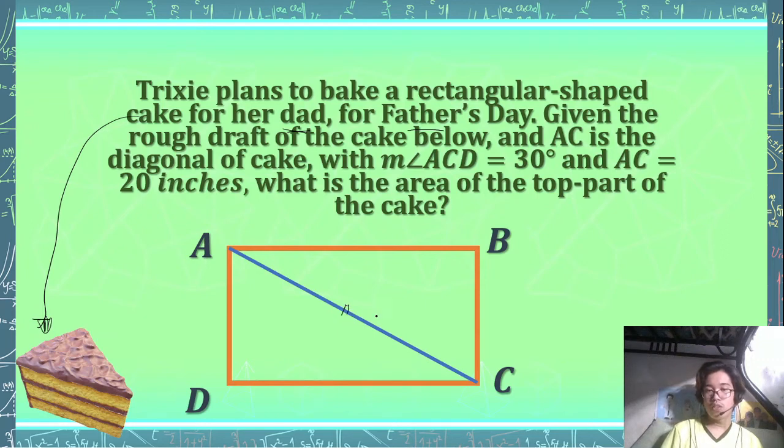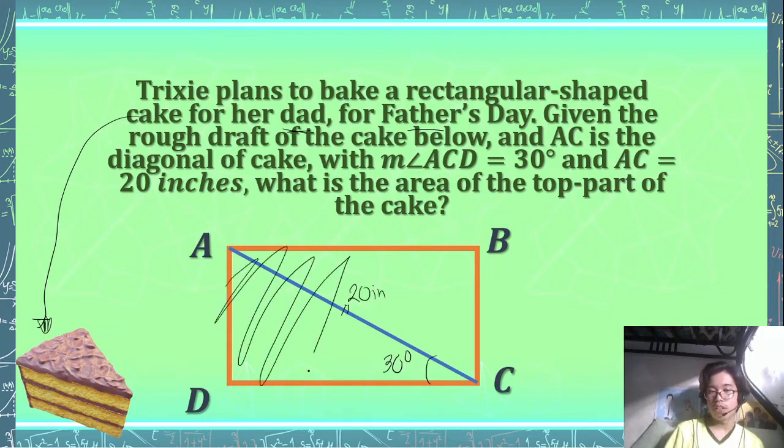So with the measurement of angle ACD being 30 degrees, and AC is equal to 20 inches, we need to find the area of the top part of the cake, or the part where the icing is on the cake. So how can we find the area of this rectangular cake, or the top part of the rectangular cake?